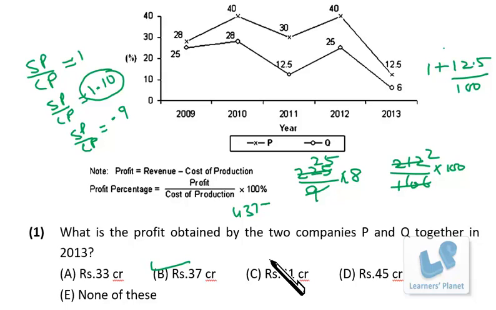So once you know this concept of the SP-CP ratio, you get the profit data. So it's very easy to solve these sorts of questions in a minimal amount of time with minimum space. You don't have to write these things everywhere.